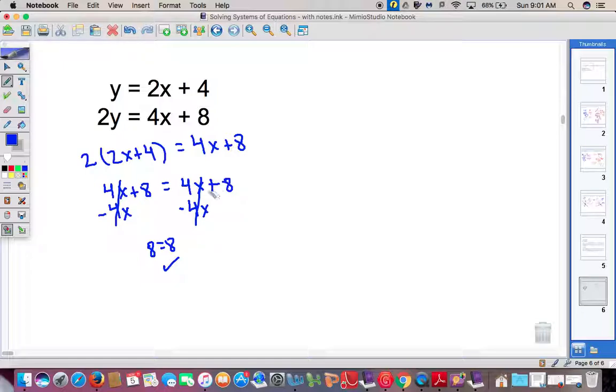If I would have subtracted my 8's, I would have been left with 4x equals 4x, which is also a true statement. So when solving my equations and getting a very true statement, but not much that I can do with it, I would see that these two equations are actually the exact same line, and I would have infinite solutions. So that is one possibility.